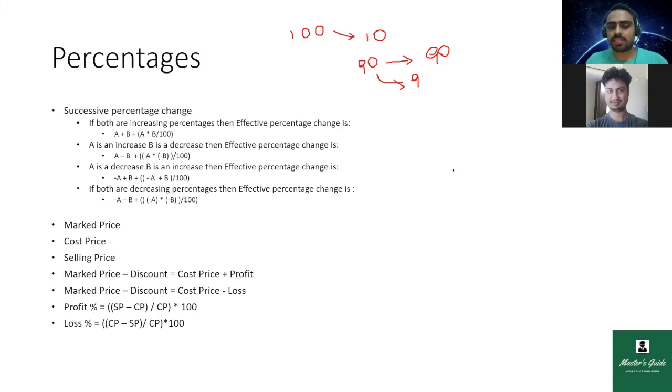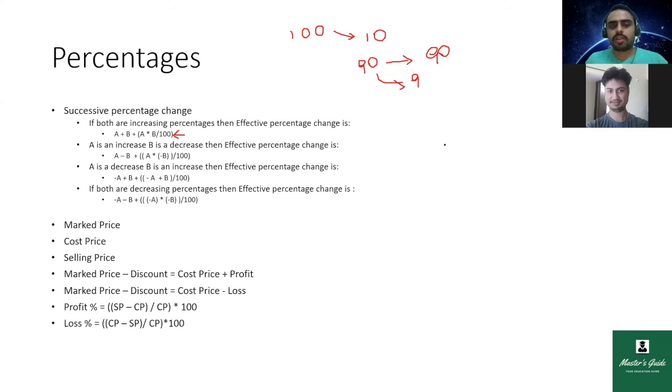If you are given successive percentages, in the sense that I am given a 10% discount initially, and then another 20% discount, then to find the effective percentage change, I can use this formula. You can remember only one scenario, that is A plus B plus A into B by 100, and you can use it for all scenarios. I will tell you how to use it.